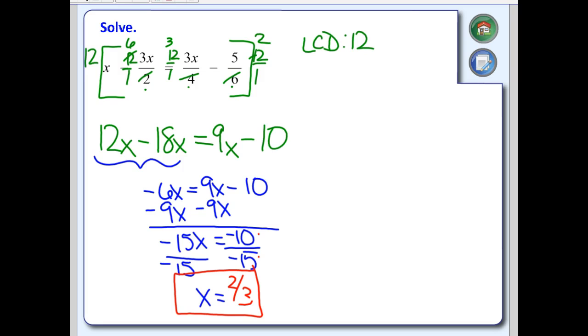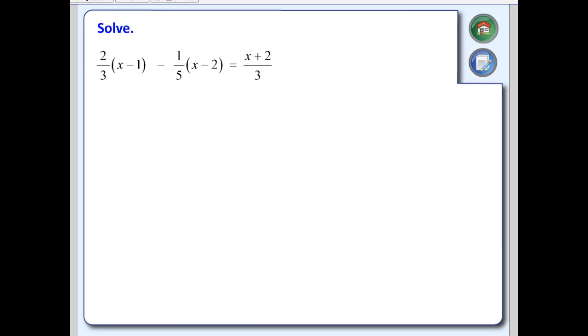Let's try another one, okay? Everybody copy this one down. Okay, now, how's this one a little bit different? Do I still have fractional coefficients? Yeah, I do. They expect me to do distributive property with those fractions, but oh, no, no, no, no. We're going to get rid of those fractions. Okay, the whole idea is elimination. We want to eliminate the fractions to make it easier.